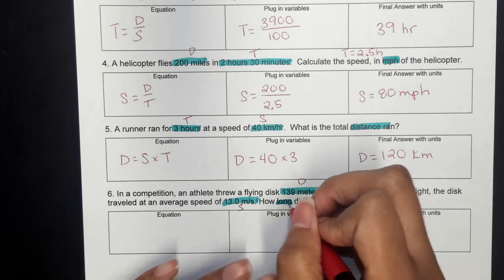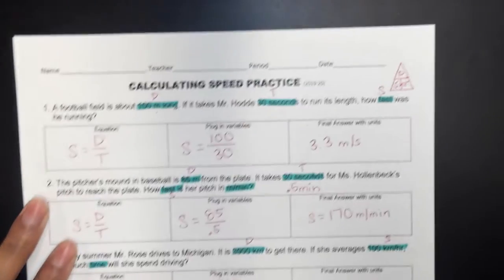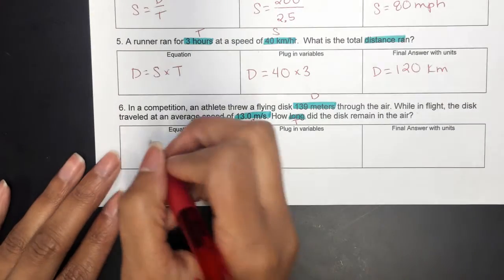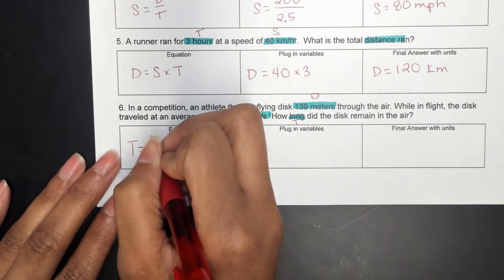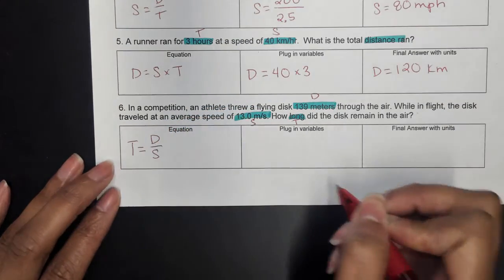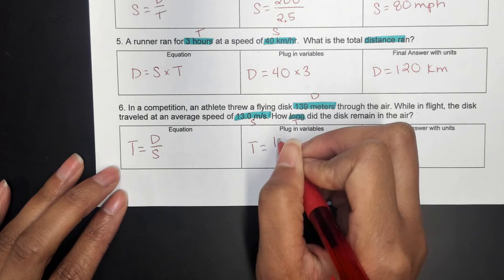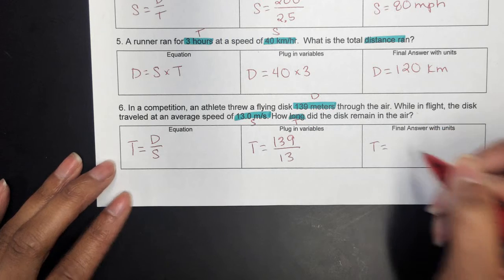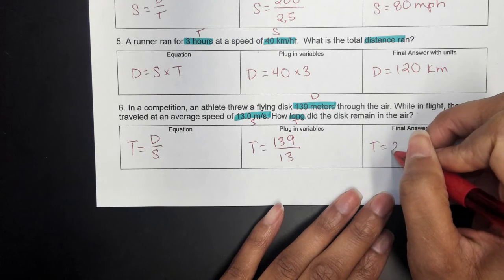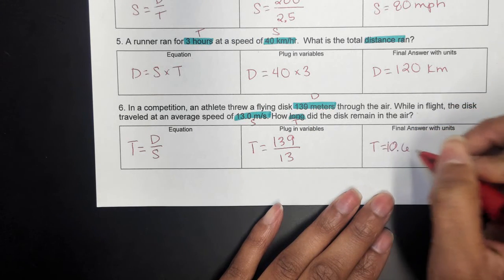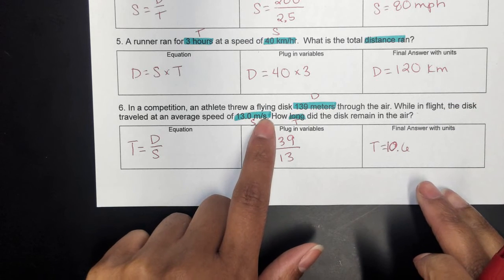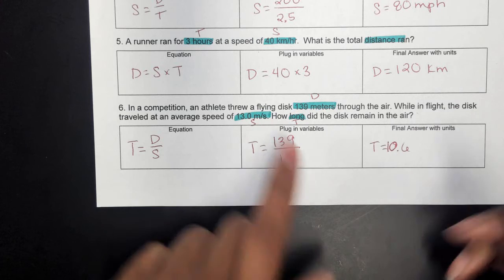That's a time. So if I'm solving for time, if I cover up T, what do I do with D and S? I divide. So my new formula is T equals what? D over S. T equals 139 over 13. T equals what? 10.6. What's my units for time? What's the S? Seconds.